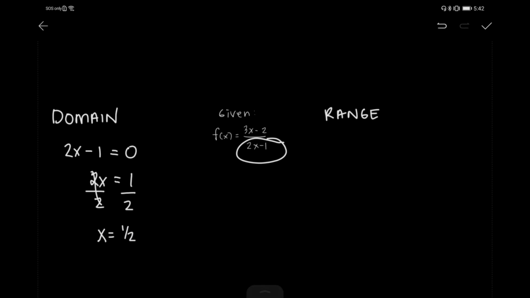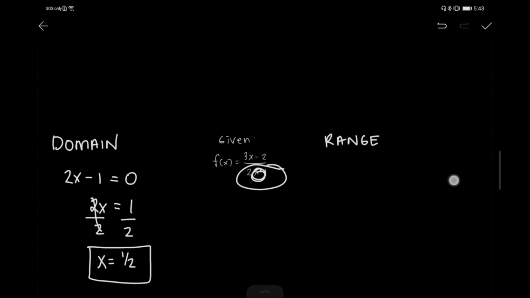So ibig sabihin, kung ang x natin ay magiging 1/2, itong denominator natin ay magiging 0. Okay? Any number divided by 0 is undefined. So therefore, sa domain natin guys, kahit anong value ng x, pwede mong i-substitute dyan, wag lang yung 1/2, kasi magiging undefined yung ating denominator. So therefore, ito na ngayon yung ating magiging domain. So ang x natin must not equal 1/2.